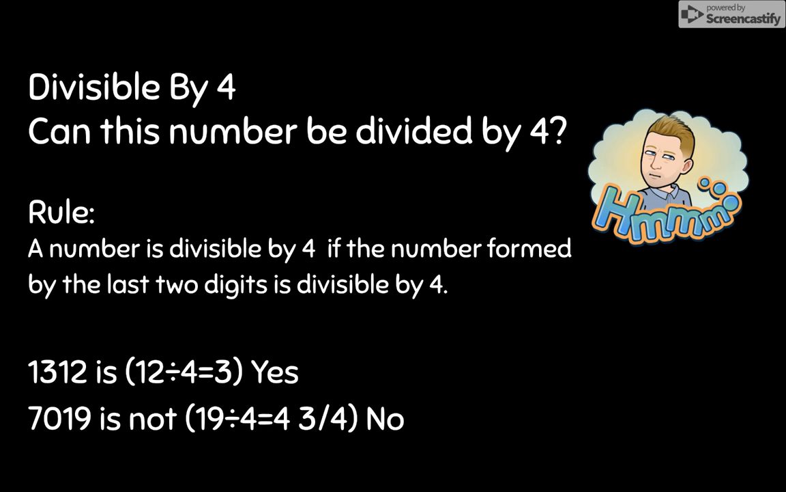Moving on to the next rule. Can a number be divided by 4, or is this number divisible by 4? The rule is, a number is divisible by 4 if the number formed by the last 2 digits is divisible by 4. So here we're just looking at the last 2 digits of a number, and if those 2 digits are divisible by 4, then the whole number is.